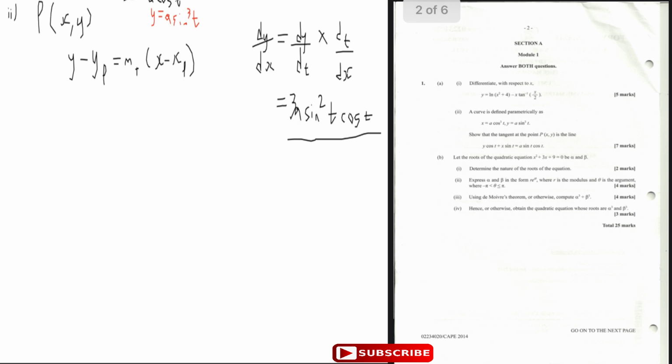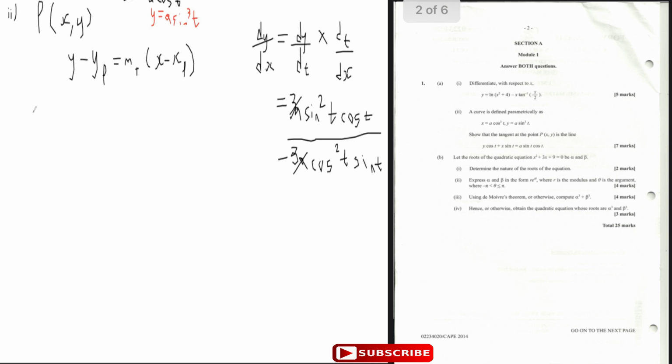x is equal to a cos cube t. So to differentiate it, we carry down the power to get 3a. We subtract 1 from the power to get cos squared t times the derivative of cos. When you differentiate cos, you get minus sine. So it's minus 3a cos squared t sine t. So that's dy by dx. Now this 3a cancels out this 3a. All right, and I'm going to leave the rest for now.